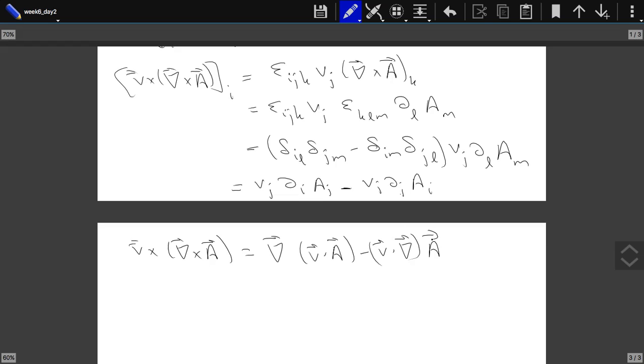I can. But you see, even if I change their order, it is the scalar product of these two first. Here it is the scalar product of these two first. These two things are different. These vector products are not associative.